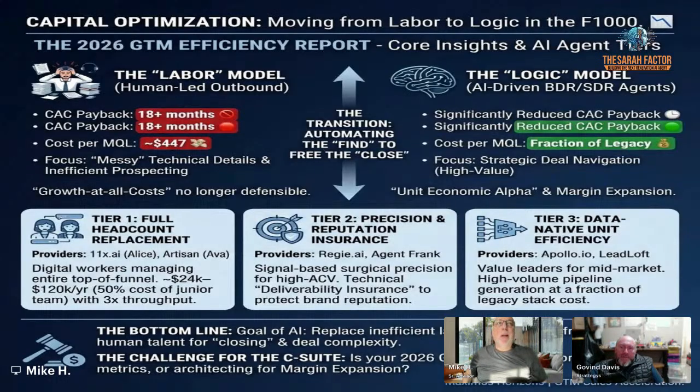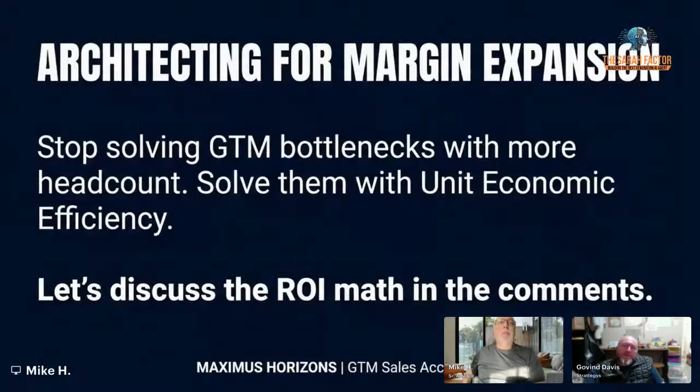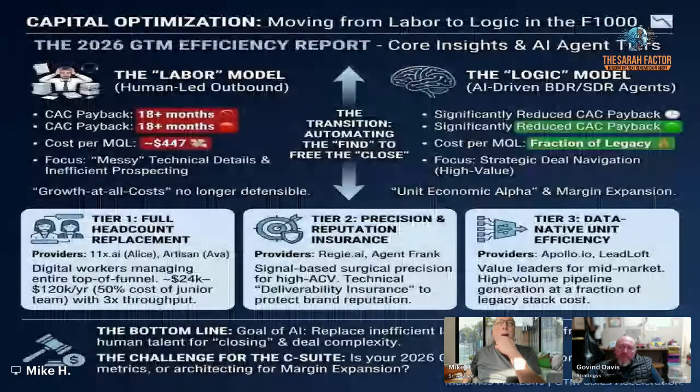It's an infographic that talks about the labor market: 18 months at a cost per lead of $447, and it's human with some automation. On the other side is a logic model with AI BDR agents that can reduce the payback timeline as well as the cost. And a lot of it comes down to what you do, whether you buy it off the shelf with a turnkey system or whether you cobble it together or home grow it. And that's it in a nutshell. That's the slide I came up with that I put out there in the market.